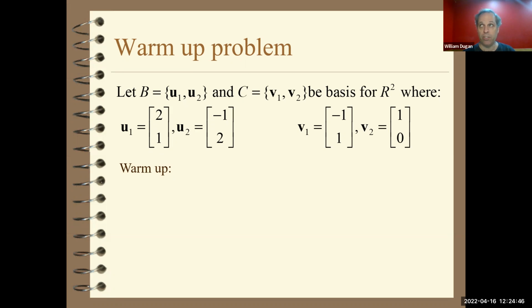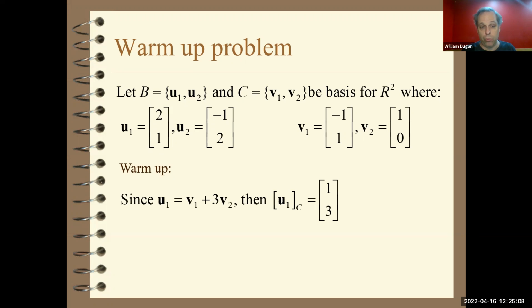They're going to be a basis for R2. So every vector in R2 can be written uniquely in terms of the basis vectors in B and uniquely in terms of the basis vectors in C, but those coordinates need not be the same. So let's just take some vector in R2 and find its coordinates relative to basis C or basis B.